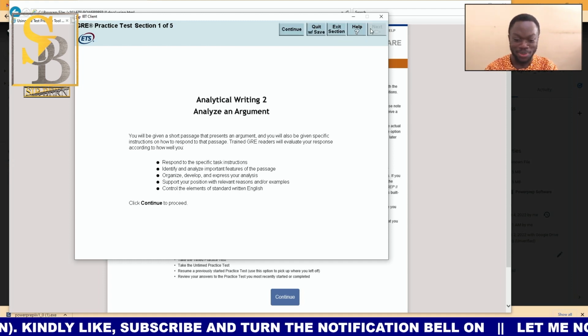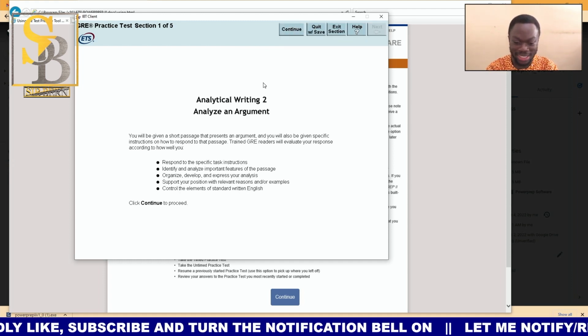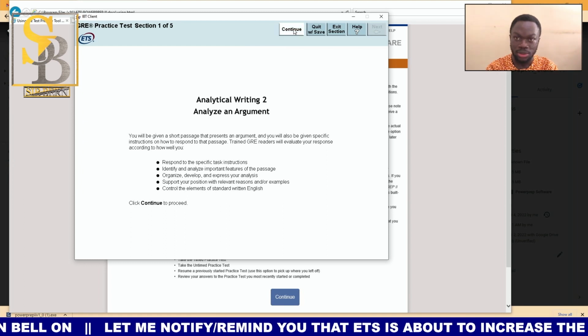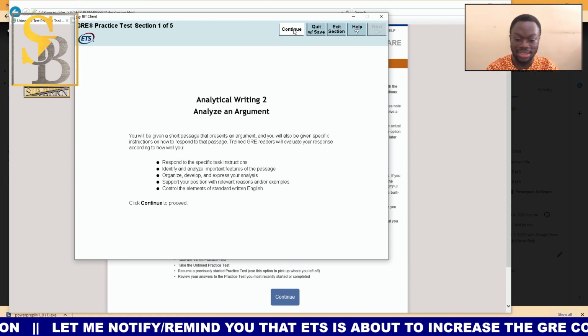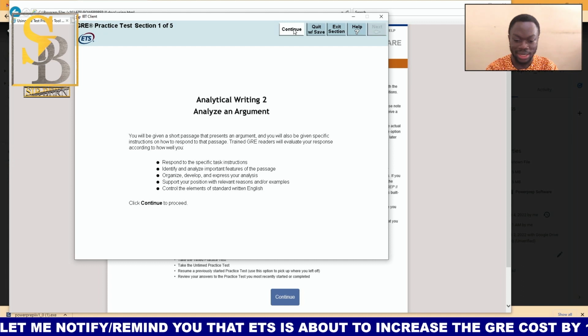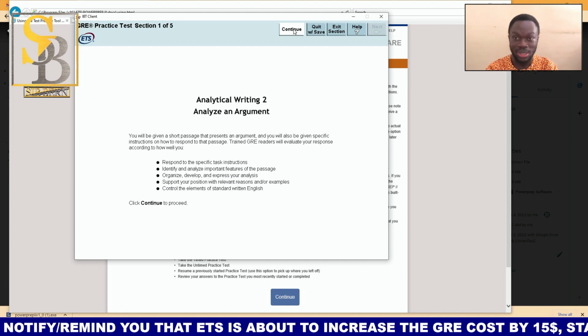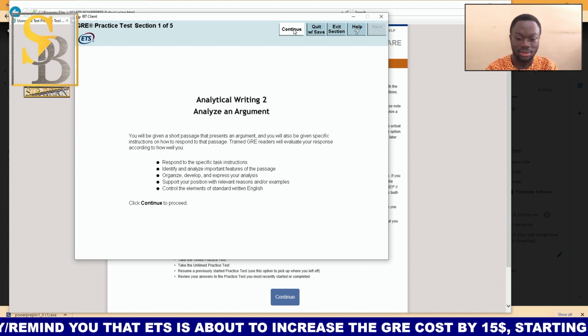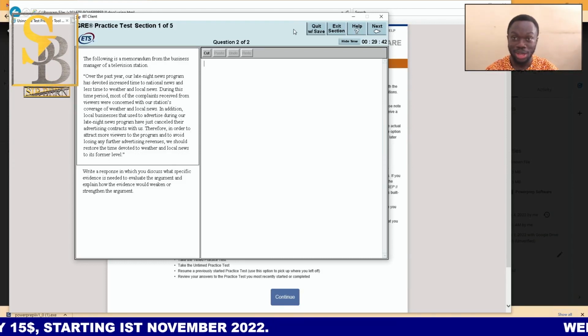So continue. We are moving on to the second one, analyze an argument. This also, they are giving us instruction about what analyzing an argument is about, so we can read through and get familiar with it. Continue. This also, they are making a claim.